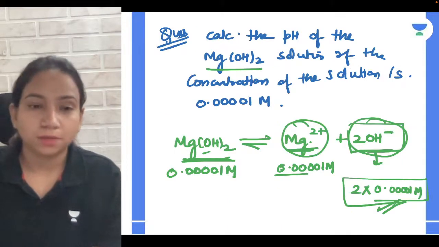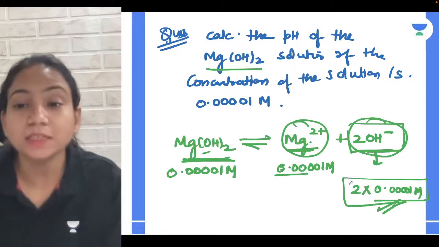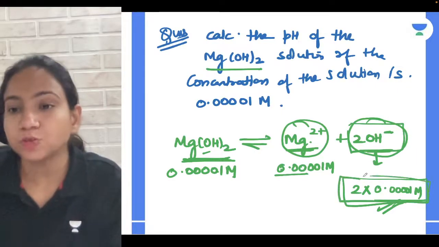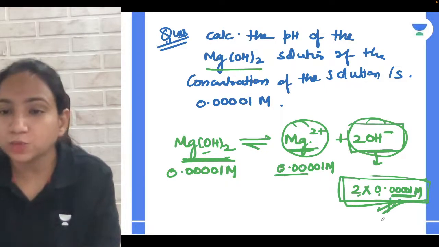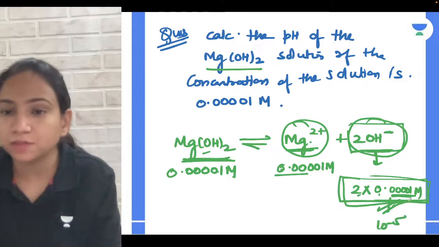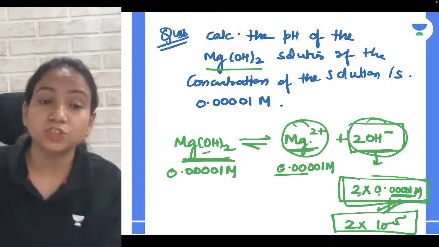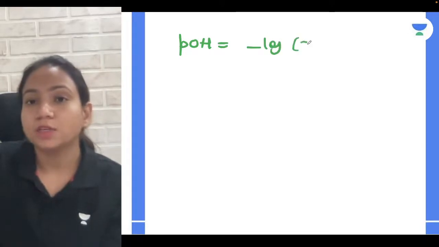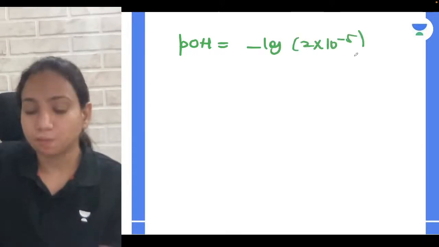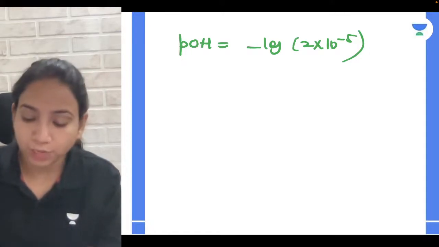Remember, guys, the answer is not going to be 9, it's a little bit changed because you have 2 into 0.00001. So you can write it as 10 to the power minus 5. So 2 into 10 to the power minus 5 is the concentration of OH minus ion. So pOH will be minus log of 2 into 10 to the power minus 5. Correct? Very good.